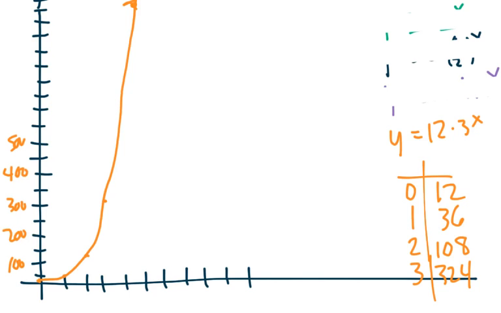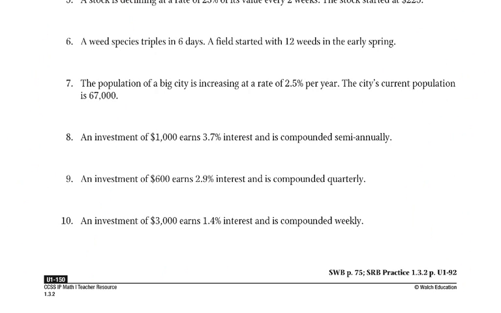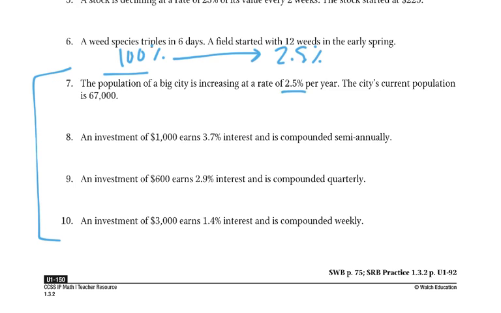So, let's take a look now at the other ones. Alright, so back to the last 4. So let's see if we can knock out these last 4 here. So the population of a big city is increasing at a rate of 2.5% per year. So that means they have their population of 100%. The people, if they had no kids, they would stay the same. Well, we're increasing that by 2.5% every year.